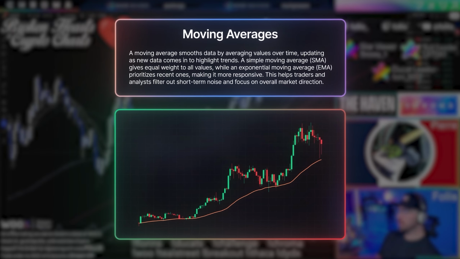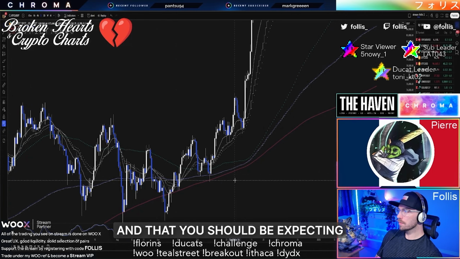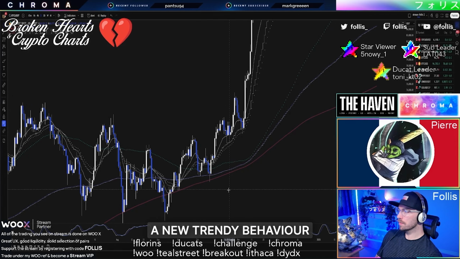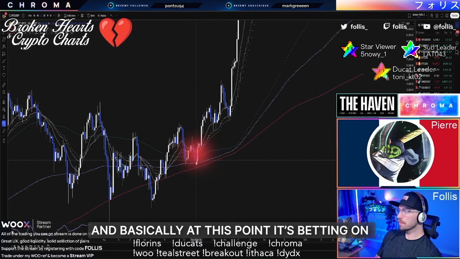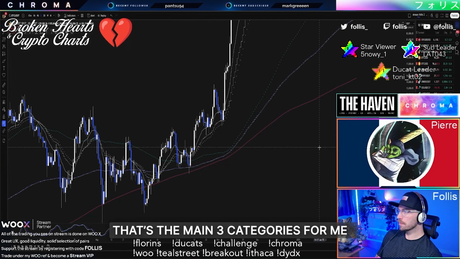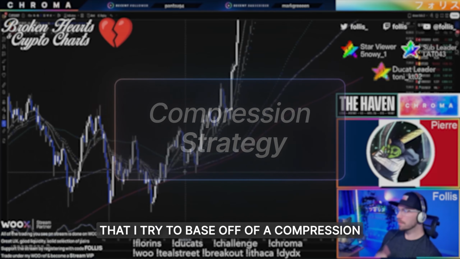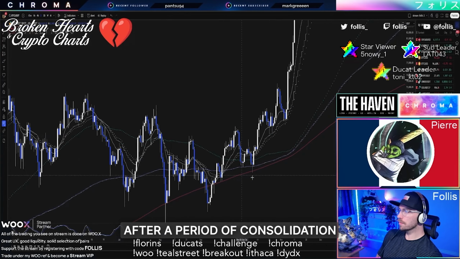The interpretation of compression like this is basically that the last trend has reset and that you should be expecting a new trendy behavior. And basically at this point, it's betting on which side the compression is going to resolve. And yeah, that's the main three categories for me. So that's a swing approach that I try to base off of compressions after a period of consolidations.